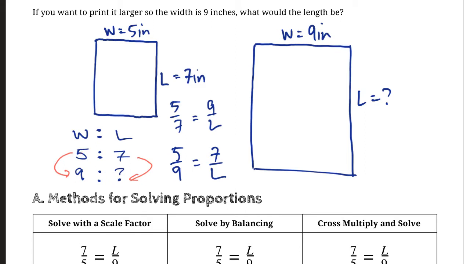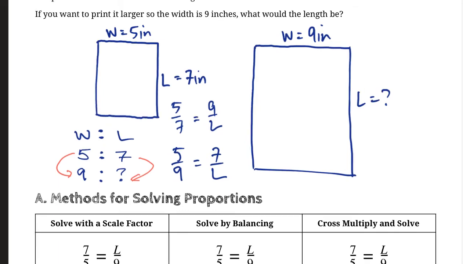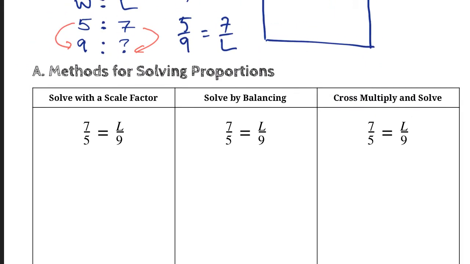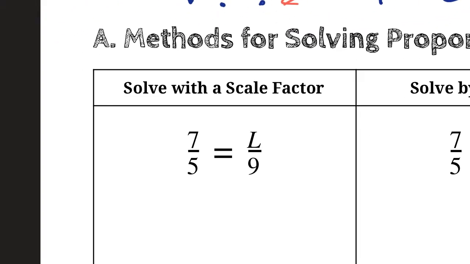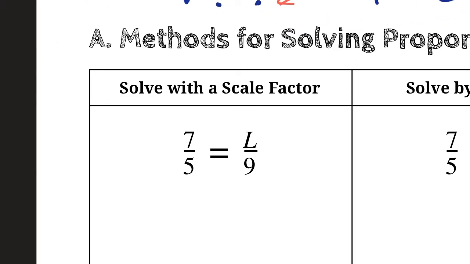You can do any combination of them as long as you set them equal to each other and as long as you're consistent about the direction that you're going. So this divided by this equals this divided by this. It doesn't matter how you turn that into an equation. So down here, these are 3 different ways we're going to go through to solve these. And this is especially good if the number isn't a whole number that you need to multiply by. So let's start off with a scale factor. A lot of people like doing it this way.